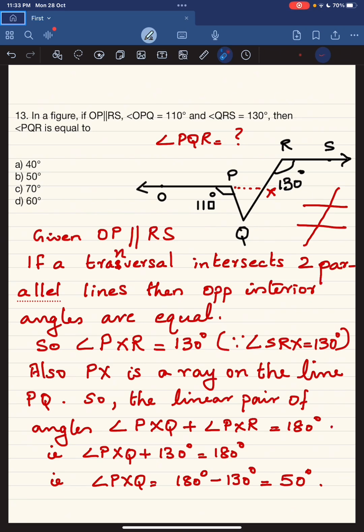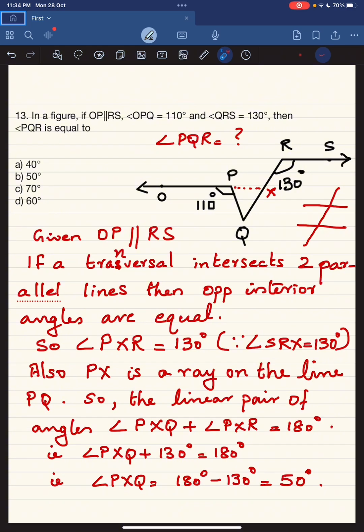Opposite interior angles. So here angle PXR, opposite interior angle means this one, angle PXR is equal to 130 degrees, because given angle SRQ, that is QRS, is equal to 130 degrees.